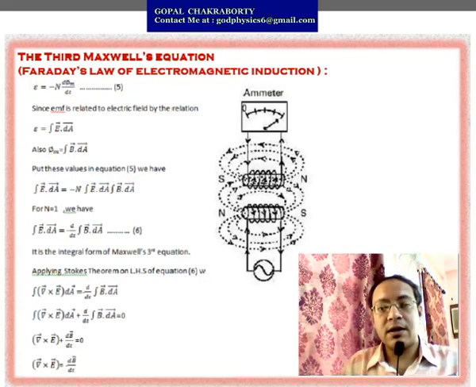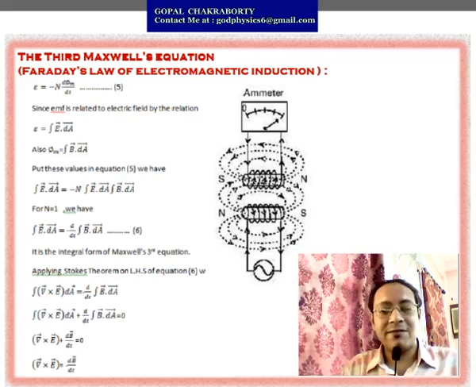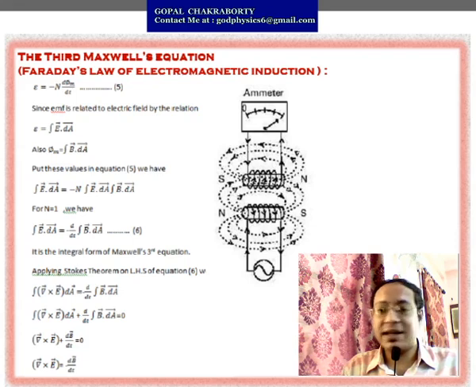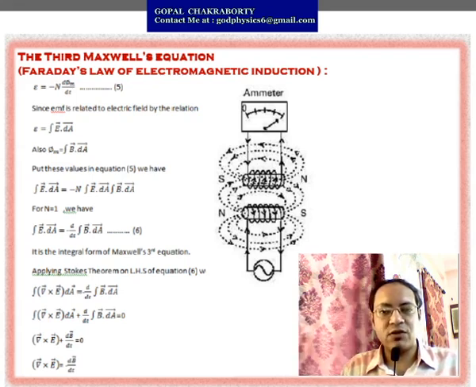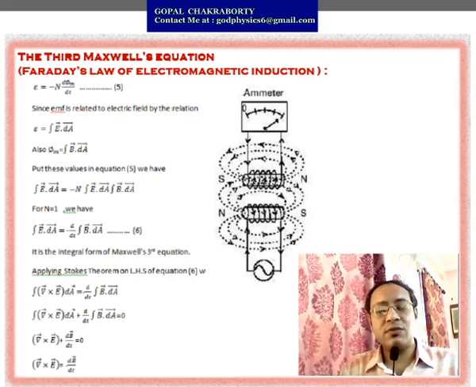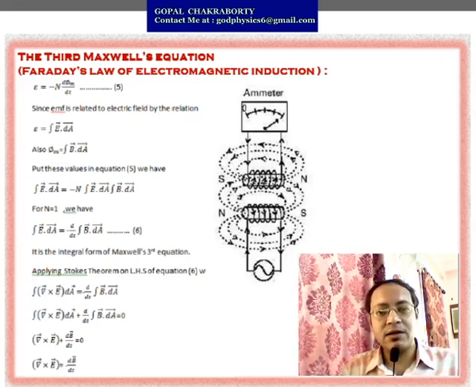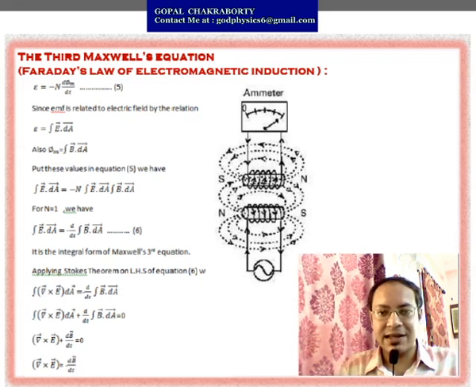Now the third Maxwell's equation, which tells you Faraday's law of electromagnetic induction, is del cross E equals minus del B del t. If you substitute the value of B, you will get del cross E equals minus mu naught del H del t. So this equation is a time dependent one. It tells you the change in magnetic flux will produce an induced EMF in that circuit.